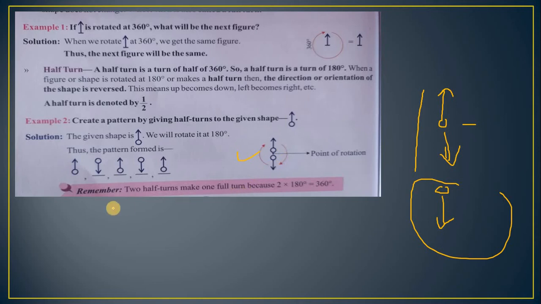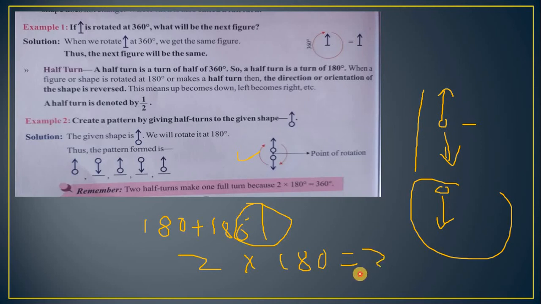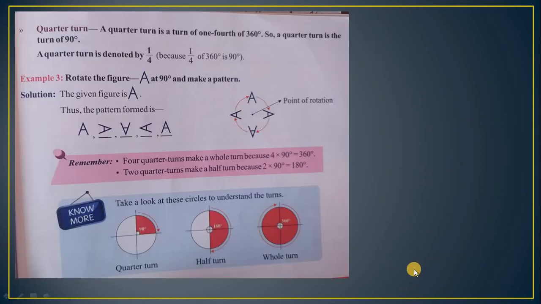So here one point is very important. 2 half turns make a full turn. Means 1 half turn is 180 degrees, a straight angle like that. And the second half turn means again you have to add 180 degrees. So ultimately 2 into 180 is 360 degrees. So 2 half turns is known as 360 degrees.